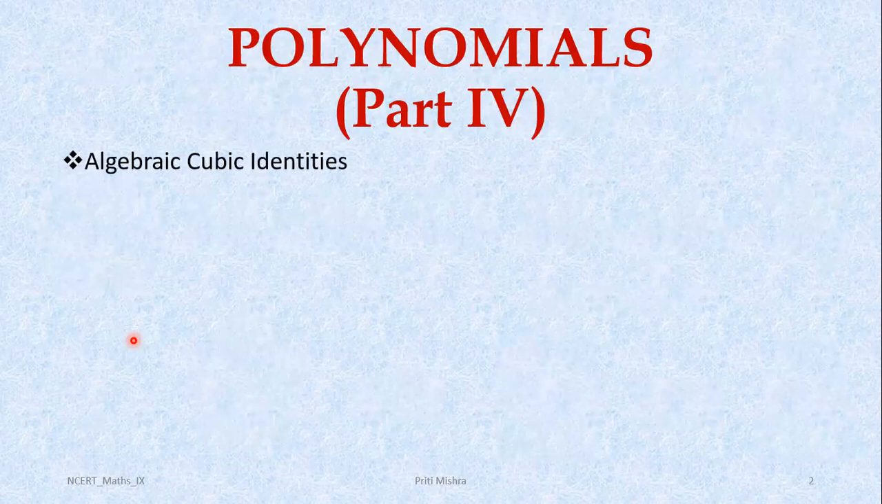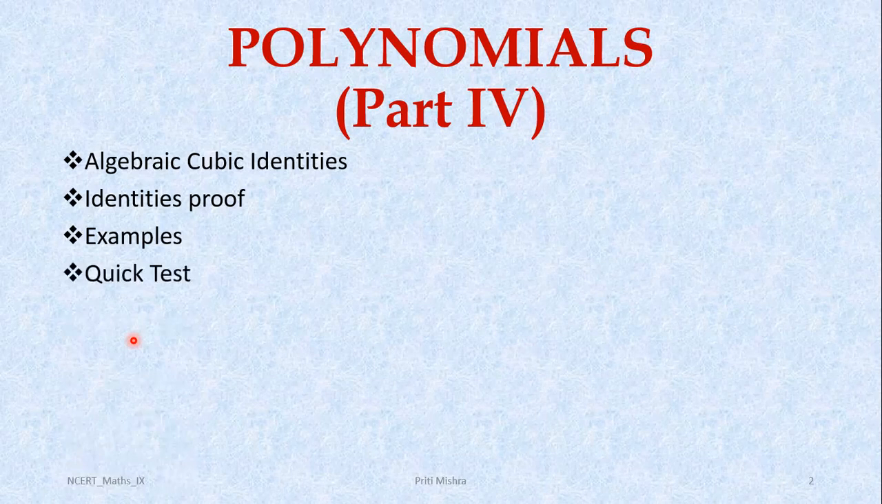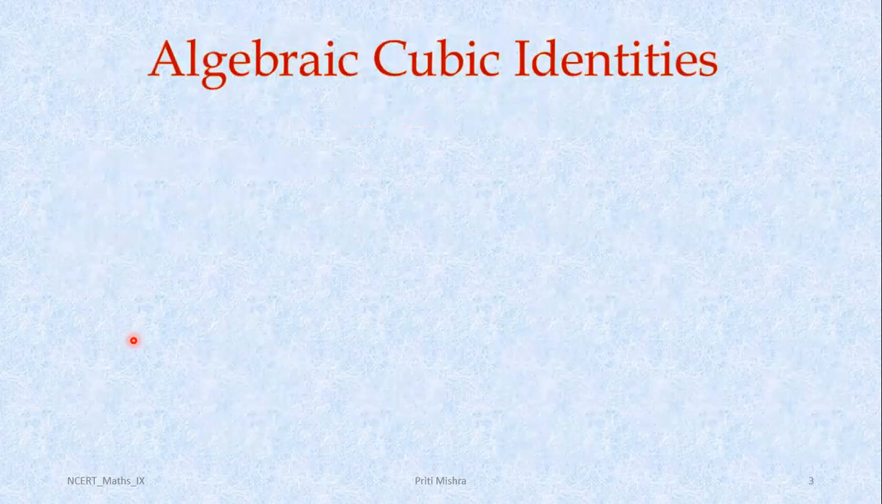So we will start with algebraic cubic identities followed by identities proof. Then we will have examples based on these identities. After that, we will have a quick test. Then I will show you all the contents which we have done so far in previous videos. Okay, so let's get started.